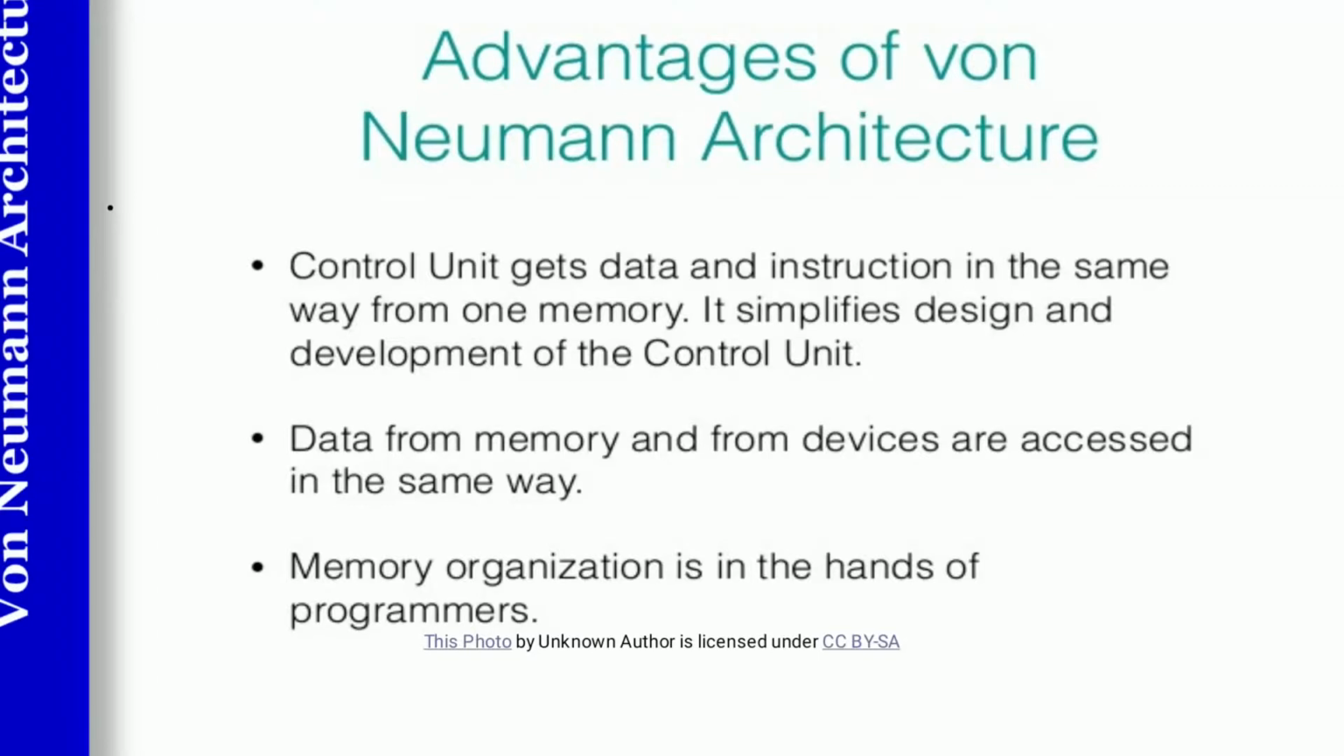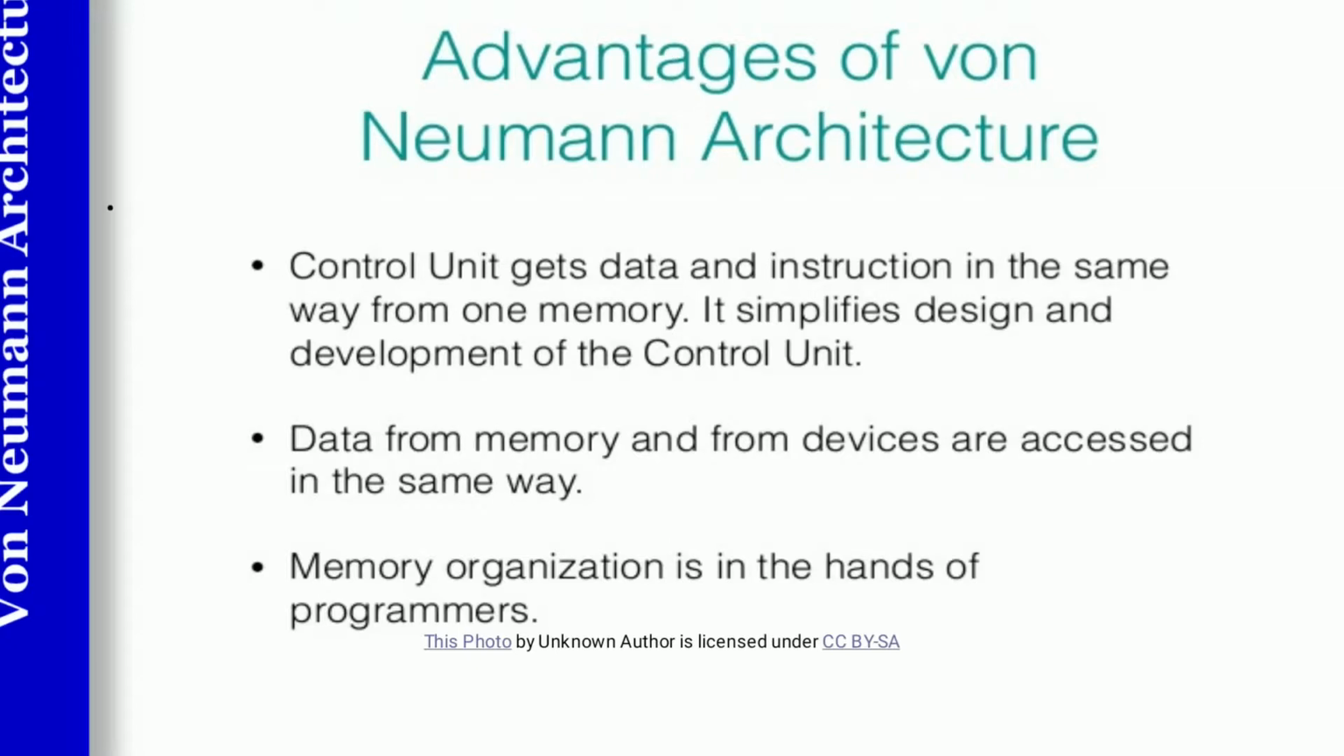We will see. The control unit gets data and instructions in the same way from one memory. It simplifies the design and development of the control unit. That is the first advantage. That means it gets the instruction and the data from the same place. And data from memory and from devices are accessed in the same way. That means the same way is used for sending data and sending instructions.